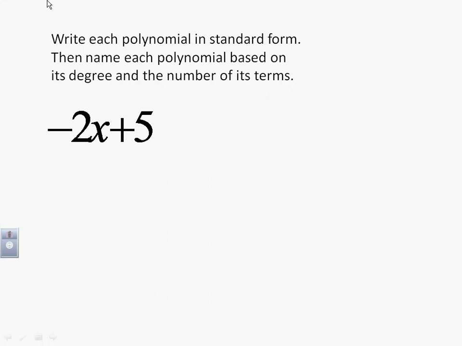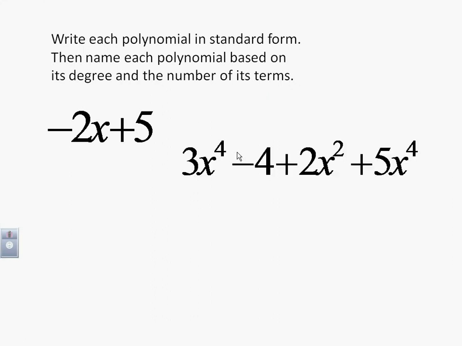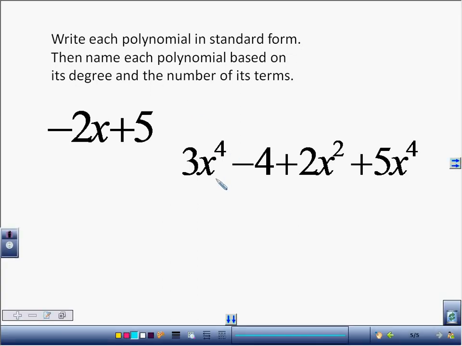Okay. Next one. So this one's a little bit trickier. Do you guys know what I could do? This one's pretty tricky because you have 2 things that are the same. This is called combining like terms. Put all the terms together that are the same. How many x to the 4th powers do I have? 3 and 5. So altogether, how many x to the 4th powers do I have? 8. So I'm going to arrange it from the highest power. So this is 8x to the 4th.